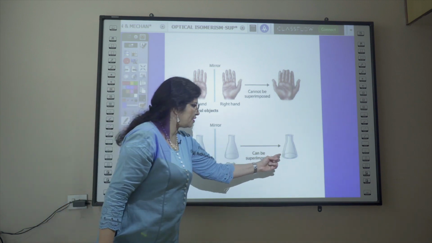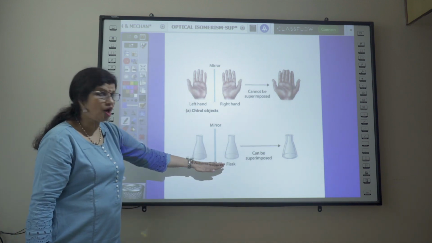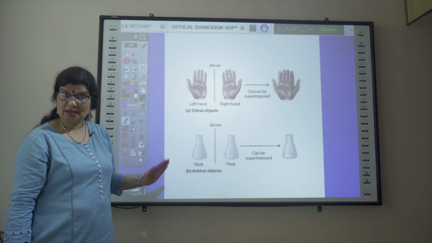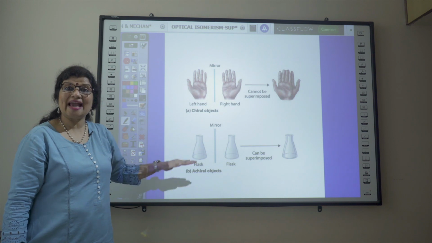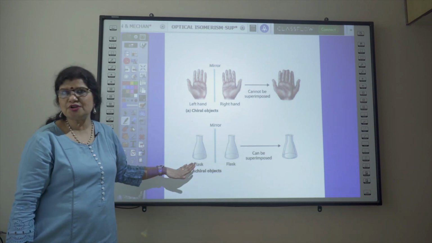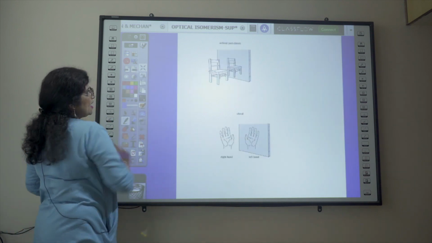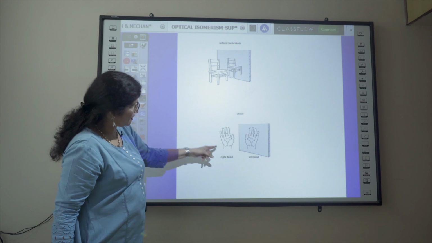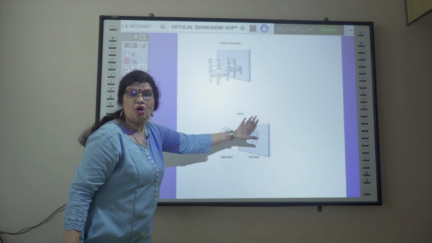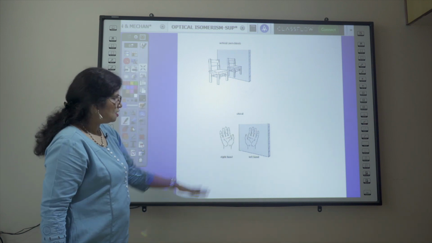You can superimpose the two conical flasks, so this is not chiral. It's called an achiral object, which means the two mirror images can be superimposed. That means they are identical. They have absolutely no difference in their properties. Another typical representation is that of the palm and the reflection on the plane mirror. They are mirror images which are non-superimposable, so chiral.